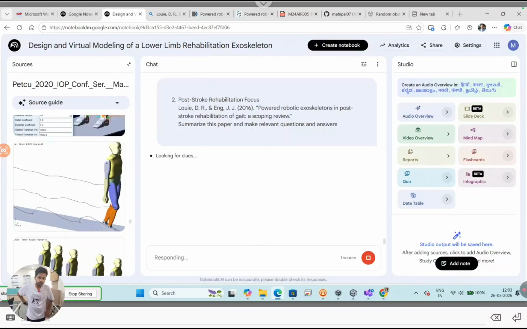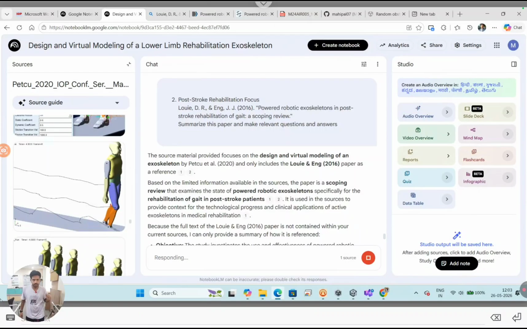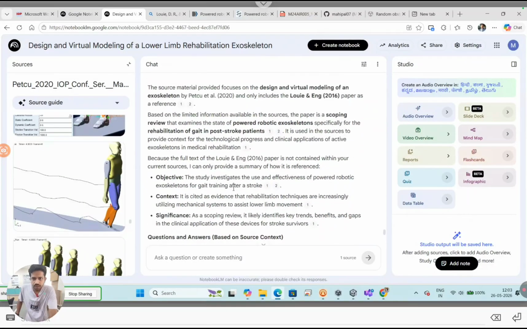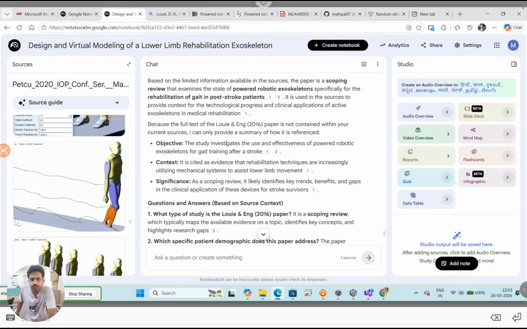Okay, so I'm going to read the summary and answer all the important questions, relevant questions according to my thesis MTP. So fine. I think it's almost 1 hour going by, so it's great. So the source that I provided, based on the limited information, the paper is a scoping review, used in the sources to provide context for technological progress and clinical application.